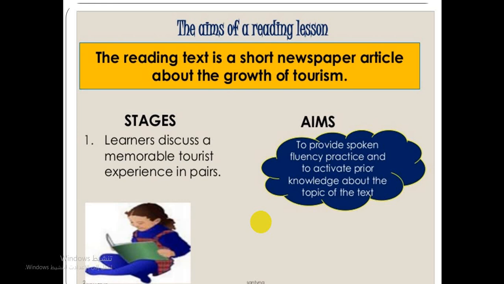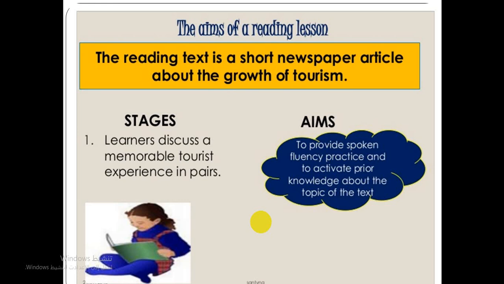Another example: if the teacher asks students to talk about the different kinds of reading skills they have practiced. So here the main aim of this reading lesson is to develop awareness of reading sub-skills. Is it clear?